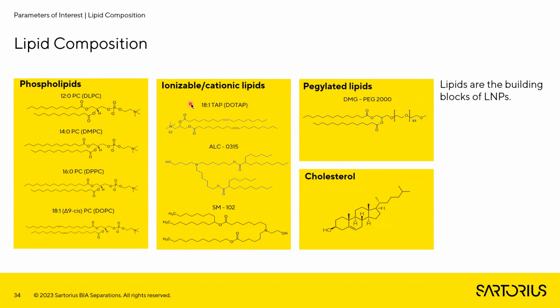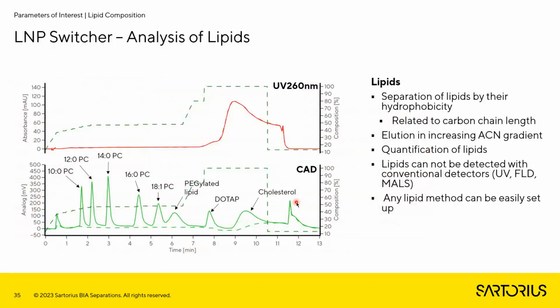The second group are ionizable or cationic lipids. Here are the 3 most commonly used cationic or ionizable lipids. Then the third group are pegylated lipids, which form the surface of the particle, and also cholesterol is usually used for stabilizing the particle and also to help to transfer the LNPs inside of the cells.